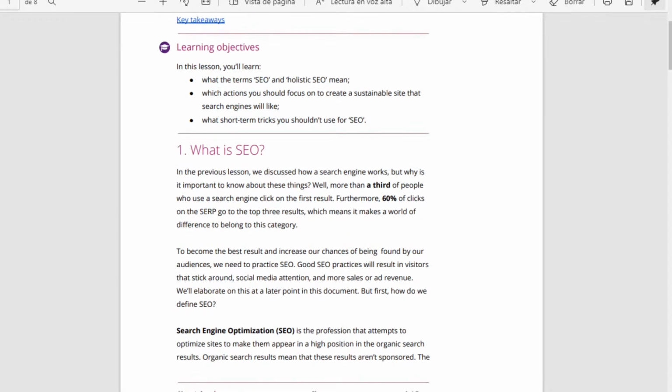Learning Objectives. In this lesson, you'll learn what the terms SEO and Holistic SEO mean, which actions you should focus on to create a sustainable site that search engines will like, and what short-term tricks you shouldn't use for SEO.